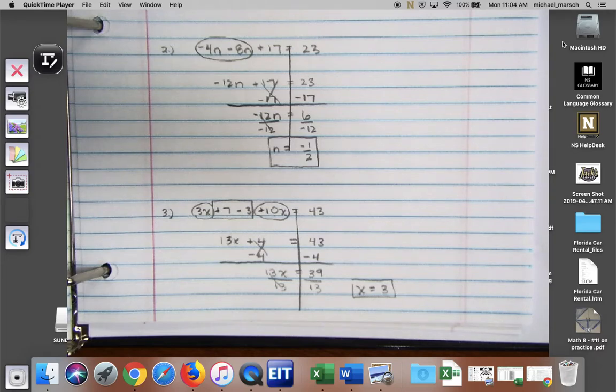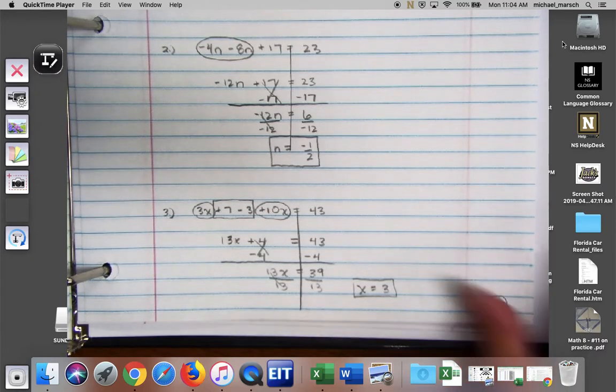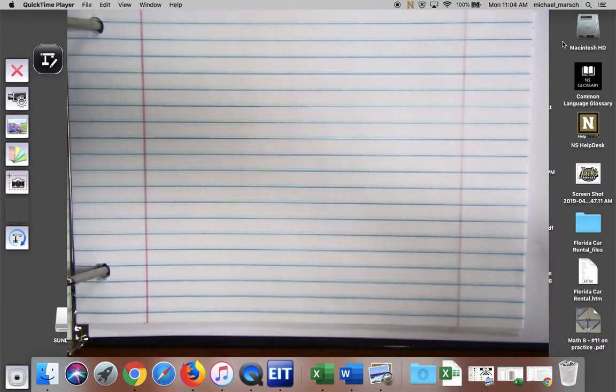Any questions about combining like terms before we move on to distributive property? Okay. Let's see, what page were we on? This should be page 25. Does that seem right for you guys? So now I'm going to be on page 26, and we're going to do distributive property.